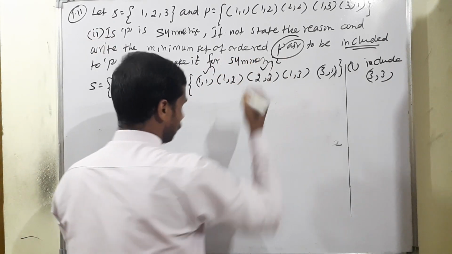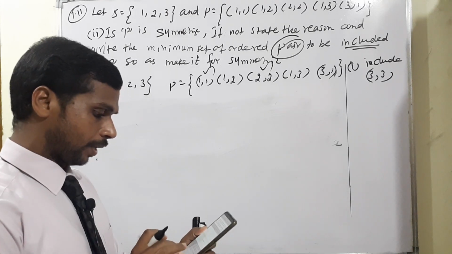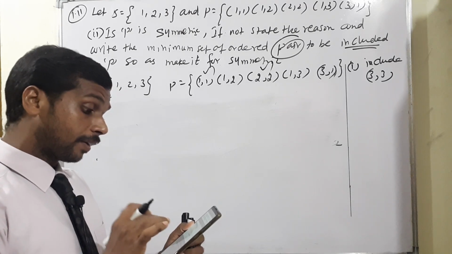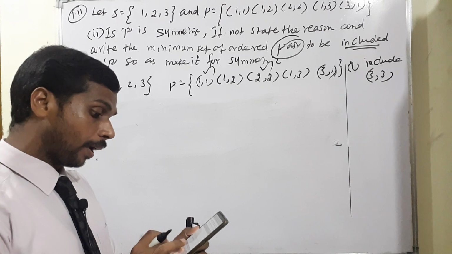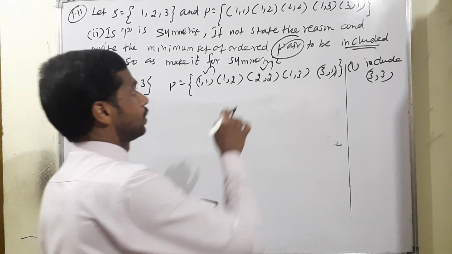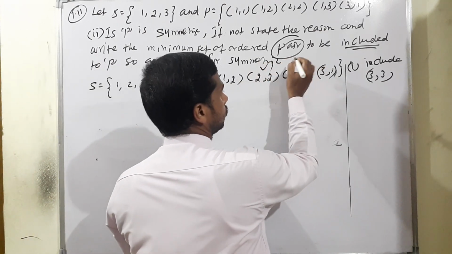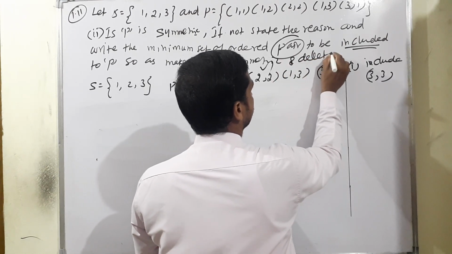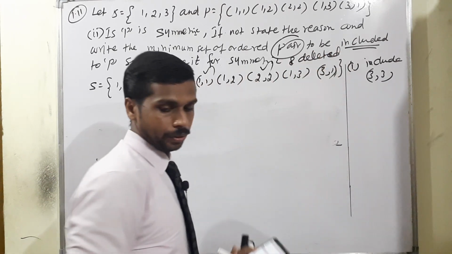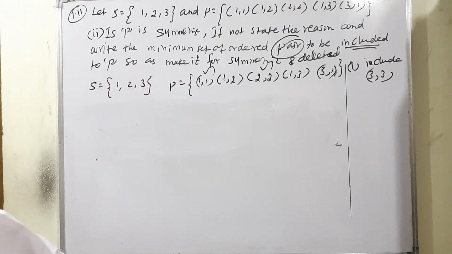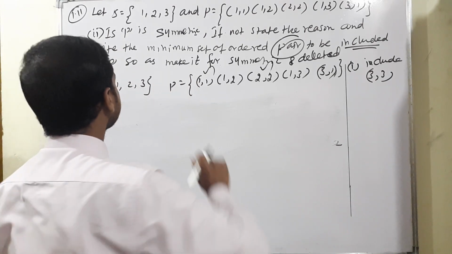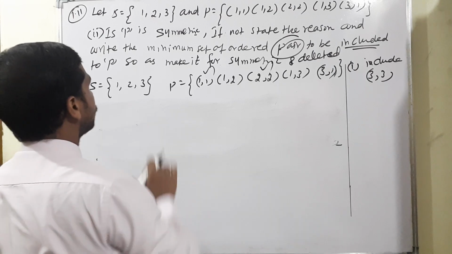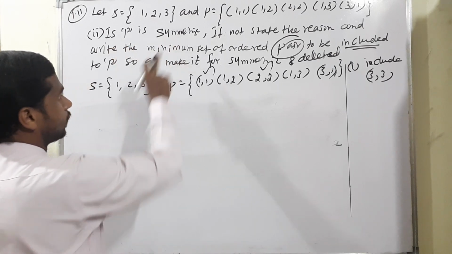Then one more condition is there: write the minimum number of ordered pairs to be deleted also. I will just write it in short: symmetric and deleted also. Okay, deleted. There are two questions. One by one we can discuss. Listen very carefully. First we check whether it's symmetric or not.